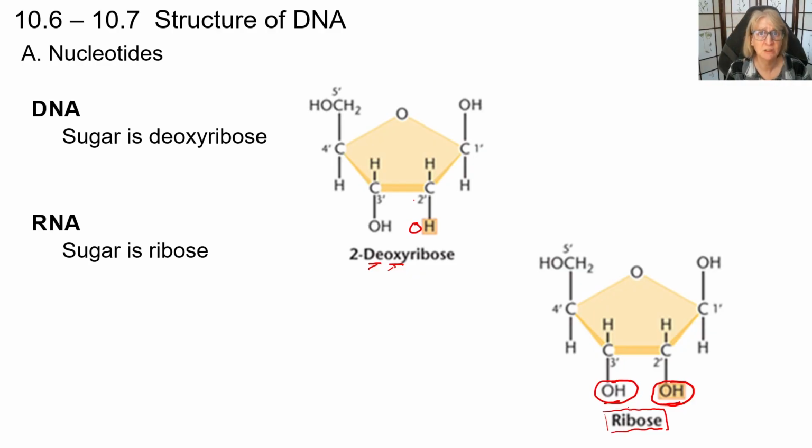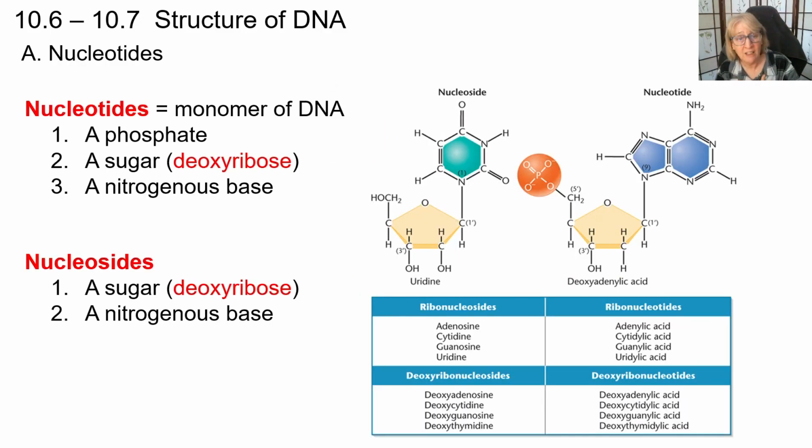This affects their function substantially. It's going to affect how we can build onto the structure of these, and also what kind of molecule we're going to use, how we're going to use these different molecules. So this matters. Nucleotides are the monomer of DNA. They have a sugar, a phosphate, and a nitrogenous base.